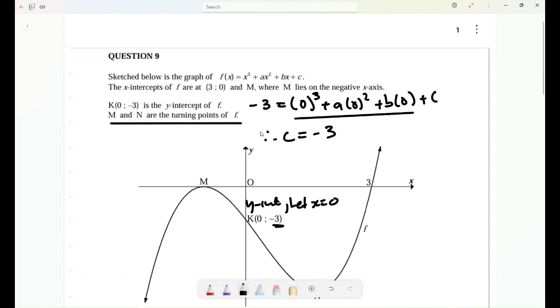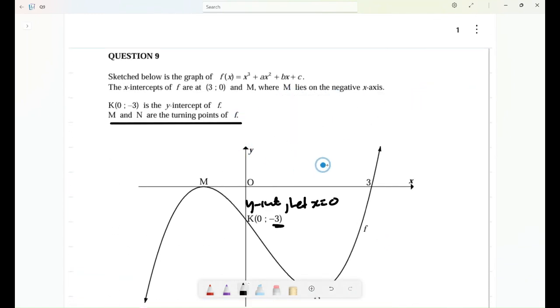Okay, now that we have c equals negative 3, what can we do again? Let's see. What do we have? We have the x-intercept, all right?